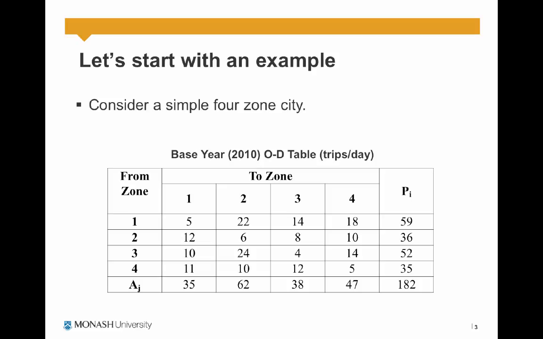Consider a city with 4 zones. Here in this table, you see an origin destination demand table of the base year, where we can see the total number of trips going from zone i to zone j, for example. And the sum of the columns in each row would be the production, and the sum of the rows in each column will give us the attractions.